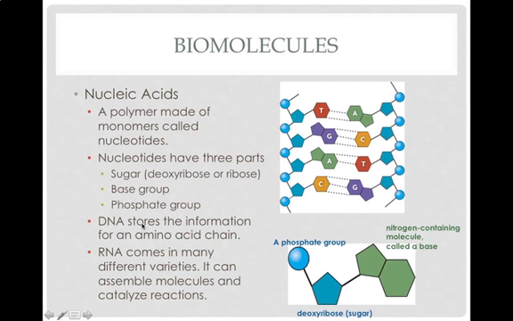There is another kind of nucleic acid called RNA. It has more versatility. It's able to assemble molecules. It's able to speed up or catalyze chemical reactions. It's similar to DNA in that it's made of the nucleotide monomer, but it has a couple different properties to it, and we'll talk more about these when we get to our section on genetics.